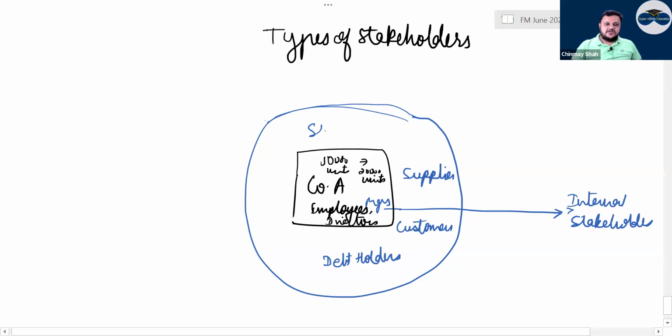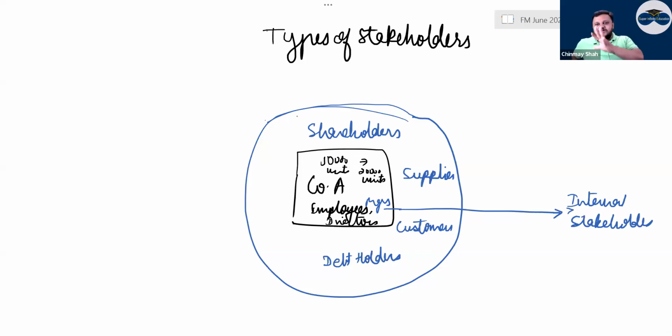Shareholders. Correct. Shareholders are impacted. Shareholders are also what? Connected stakeholders. Shareholders are stakeholders. All shareholders are stakeholders, but all stakeholders cannot be shareholders. That is one true or false that we will write after this. Right? So shareholder, supplier, customer, debt holder. Anyone else? One person.